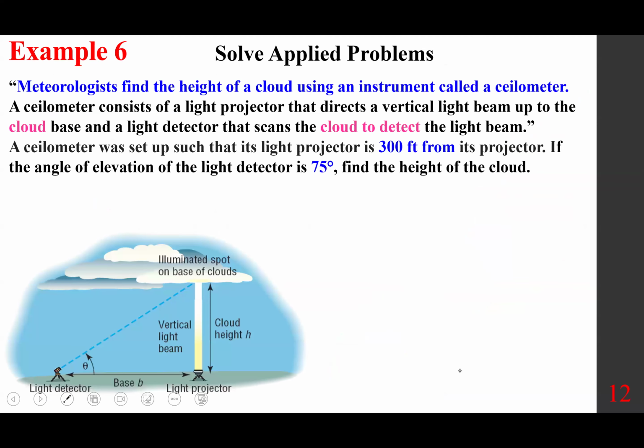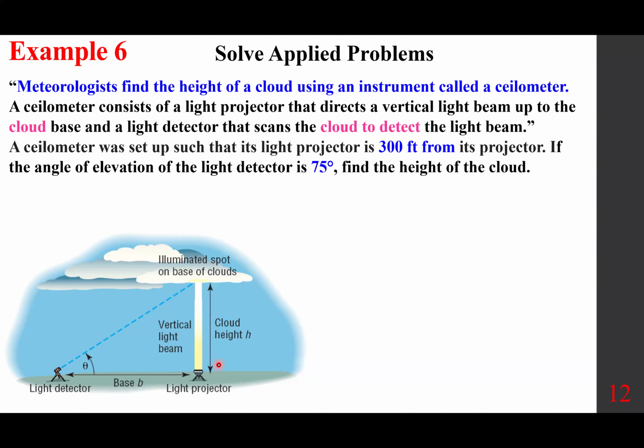So meteorologists find the height of the cloud using an instrument called a ceilometer. A ceilometer consists of a light projector that directs a vertical light beam up to the cloud base and a light detector that scans the cloud to detect the light beam. A ceilometer was set up such that its light projector is 300 feet from its detector.